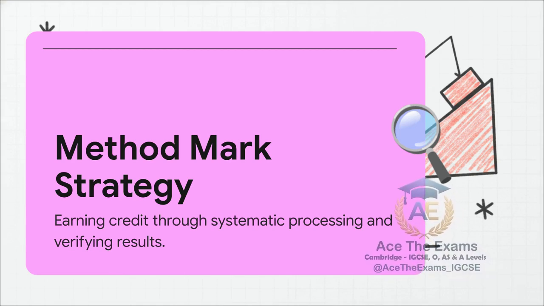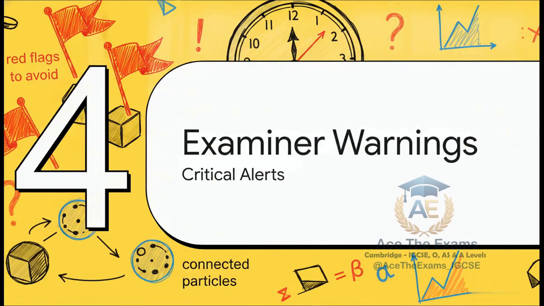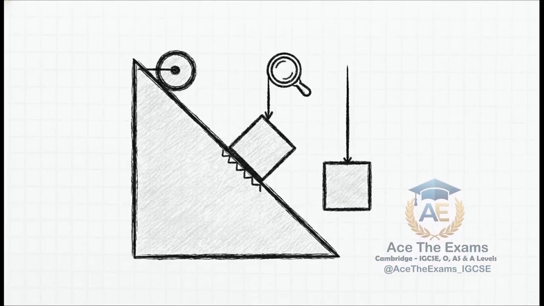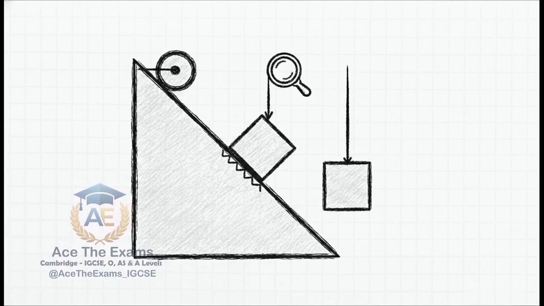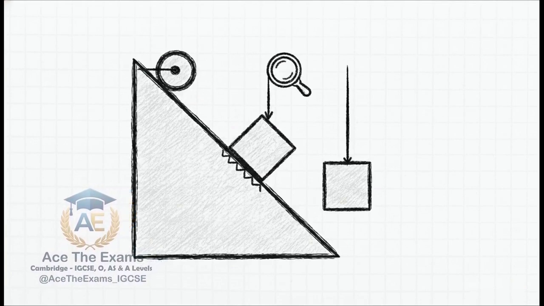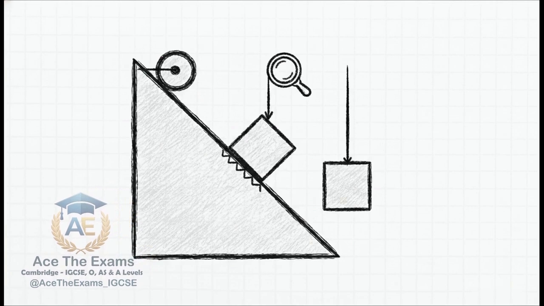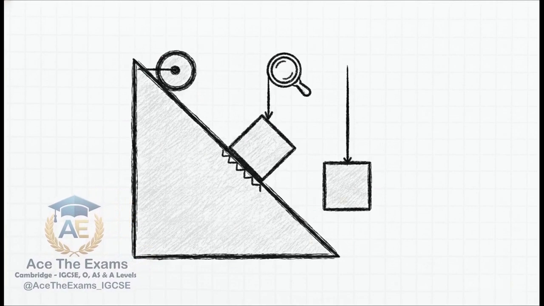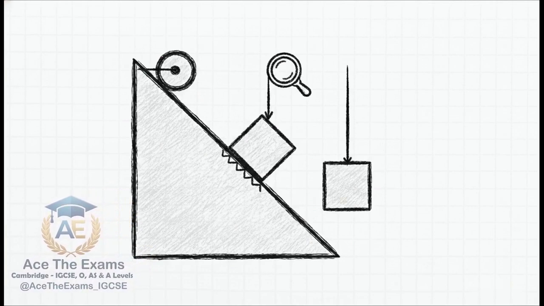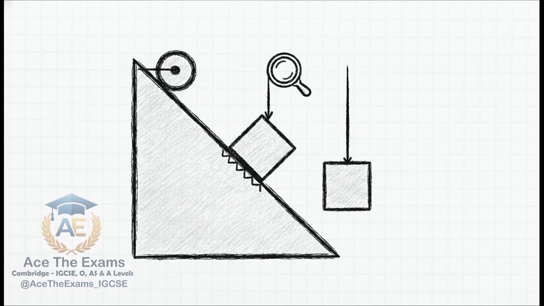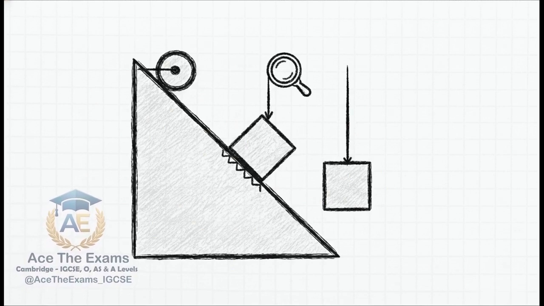Secure those method marks by showing your process. Section 4. Critical examiner warnings. Even with a solid procedural process, there are massive red flags you must actively avoid. Examiners repeatedly flag these 3 exact mistakes year after year. This means you can instantly gain a competitive advantage simply by double-checking your formatting and your context alignment.